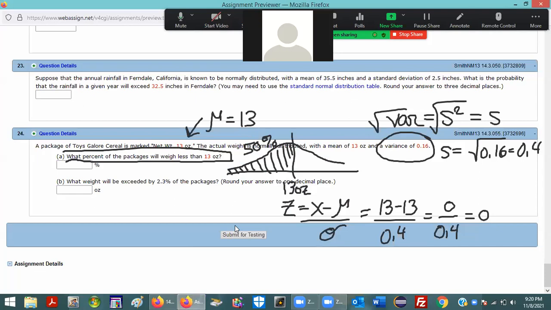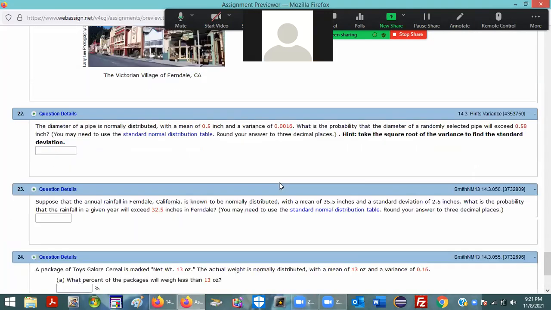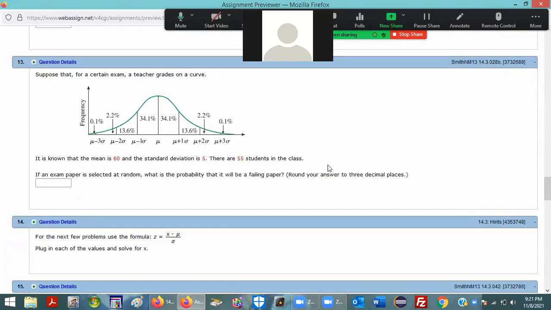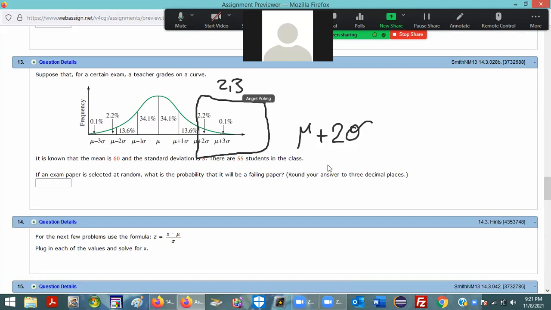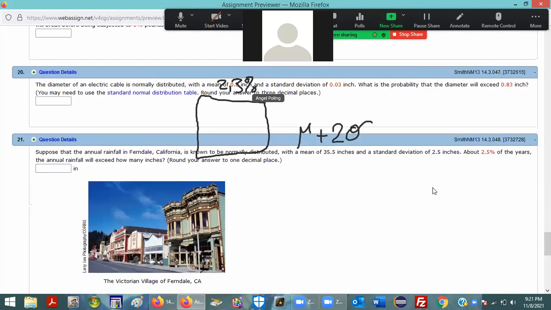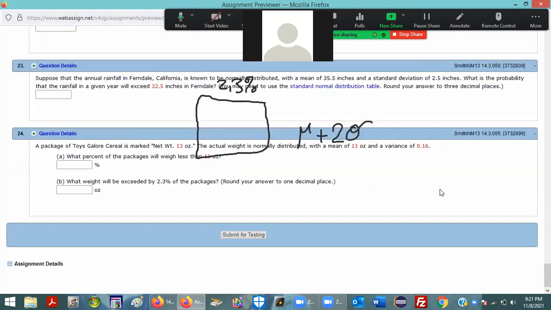Over here, though, what weight will be exceeded by 2.3% of the packages? And so 2.3 sure sounds familiar. Let's go look at one of these, right? 2.3 is 2 standard deviations above the mean, right? So if you look there, you've got mean plus 2 standard deviations, giving you 2.3%. Go double check our question. What weight will be exceeded by 2.3% of the packages?